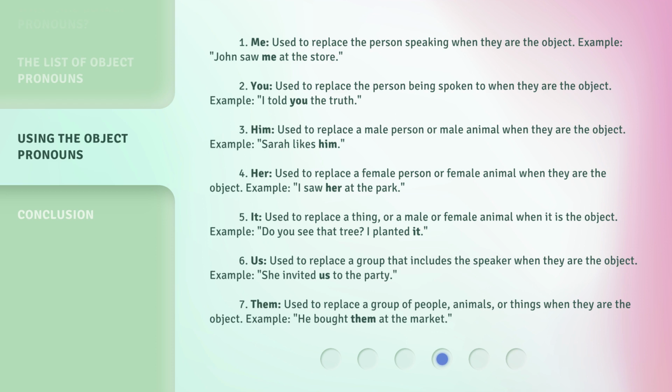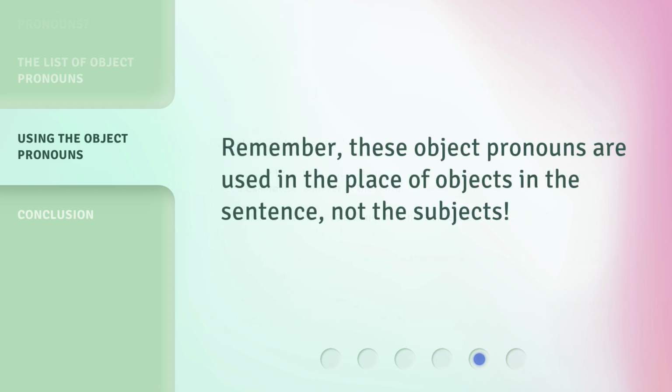6. Us. Used to replace a group that includes the speaker when they are the object. Example: She invited us to the party. 7. Them. Used to replace a group of people, animals, or things when they are the object. Example: He bought them at the market. Remember, these object pronouns are used in the place of objects in the sentence, not the subjects.